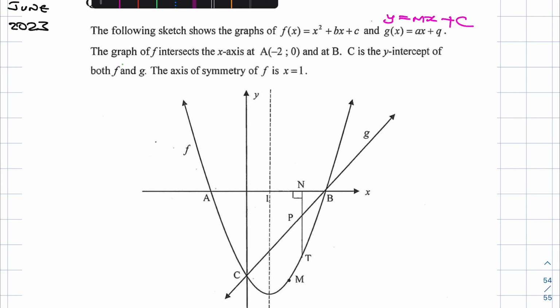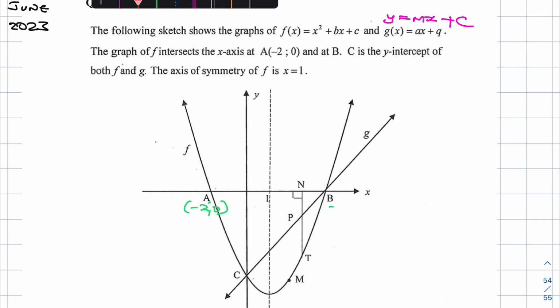Okay, then we are also told that the graph of f intersects the x-axis at -2 and 0. So -2 and 0 there will be our x-intercept, which is the coordinate of A, and B, which we are not given the coordinates of. And then C is the y-intercept of both f and g. And we're also given the axis of symmetry, which is x equal to 1.